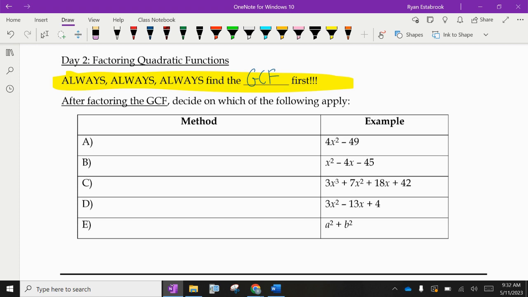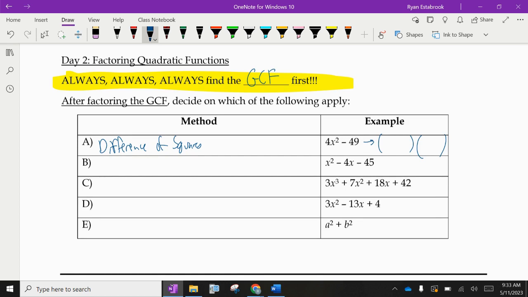And we're looking at 4 methods here, and then a 5th one that actually isn't a method. The first one, when we have something like this, 2 terms separated by a minus sign, and they are both perfect squares, the method is difference of squares. And the way we factor it is to look at the square roots.